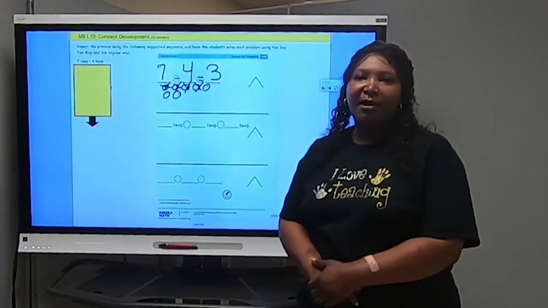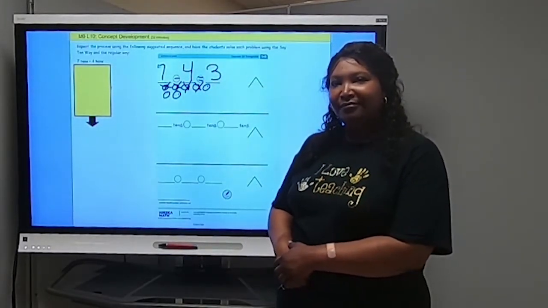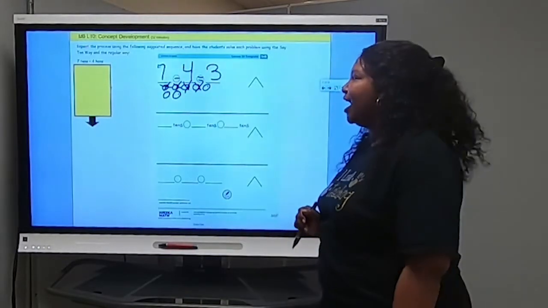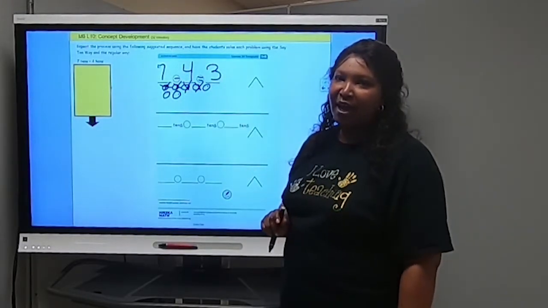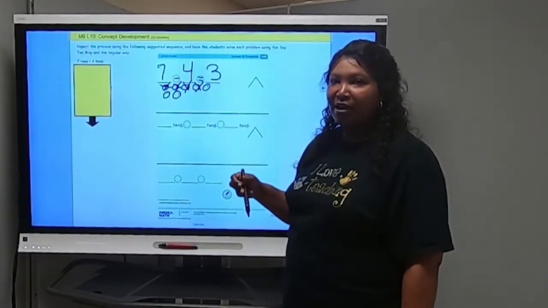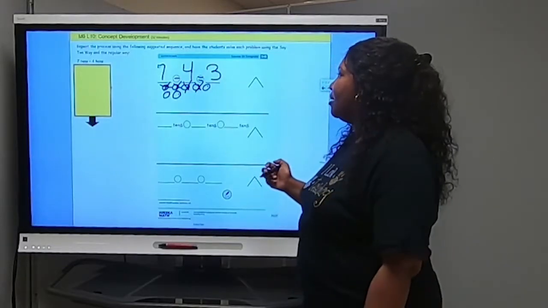What do you notice about this problem versus the other problem? Absolutely. The whole is in the front this time, okay? In our addition problem, we have our whole in the back, okay? In our subtraction problem, our whole is in the front, okay? The whole has to come first because you can't take away from a smaller number, okay?